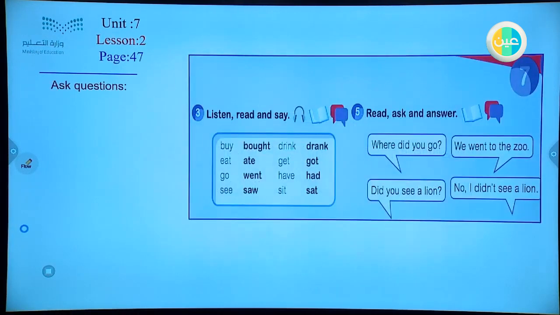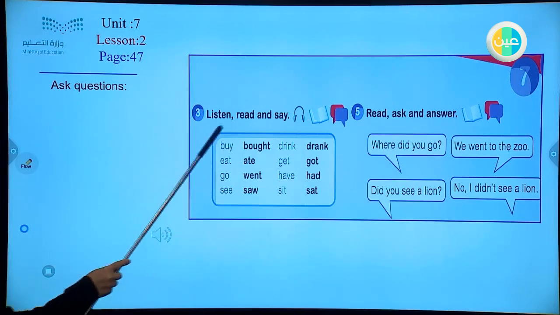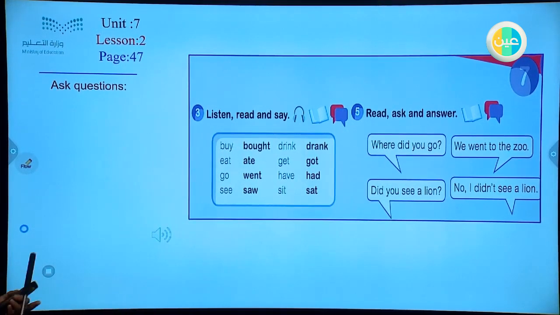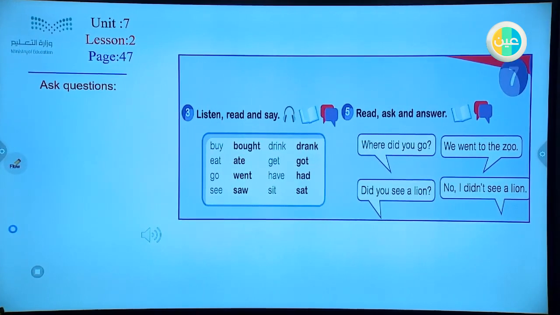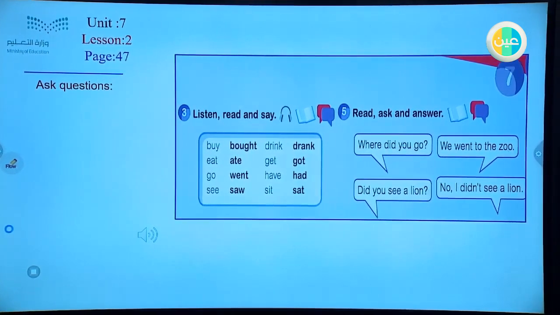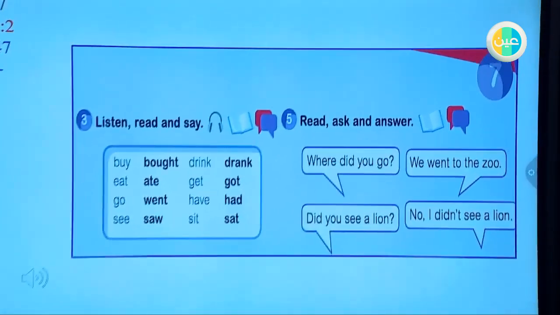Okay. All right, here, let's listen to the verbs. Listen, read, and say. Unit 7. Okay. Lesson 2. Activity 3. Listen, read, and say.